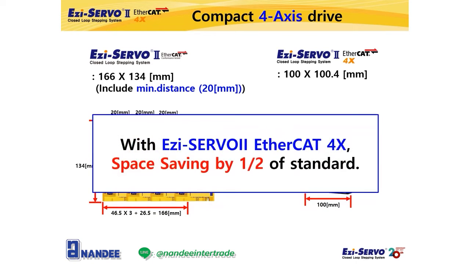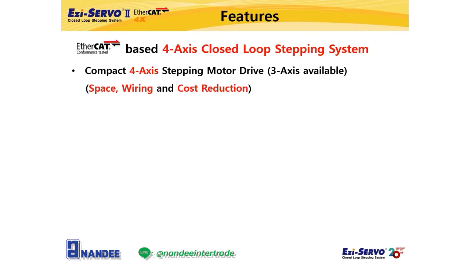Also, in the case of 4 standard type drives, they require 1 EtherCAT cable for the connection to the EtherCAT master, and 3 EtherCAT cables for the daisy chain connection between the drives, so total 4 EtherCAT cables are required, but you only need 1 EtherCAT cable if you use EZ-Servo 2 EtherCAT 4X. And the power cables are also reduced from 4 cables to a control power cable and a motor power cable, which means less and simpler wiring and cost reduction. Space saving and less wiring can reduce cost. Actual examples will be explained later.